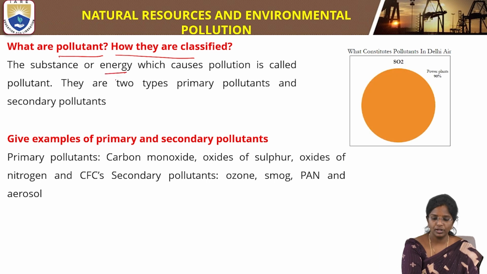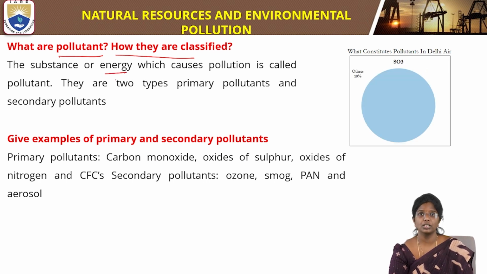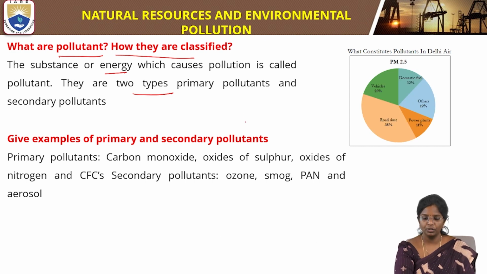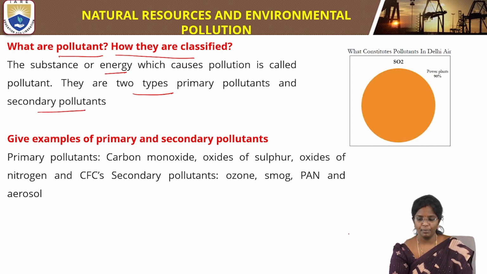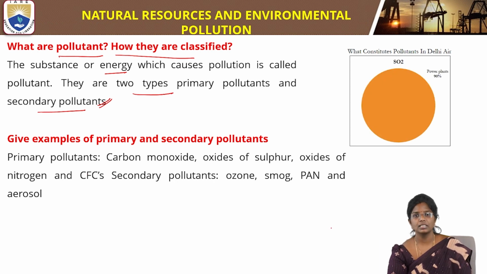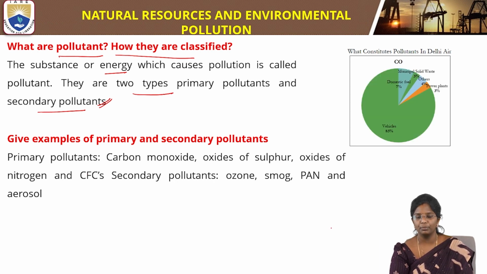Next, water pollutants, how are they classified? The substance or energy which causes pollution is called a pollutant, and two types of pollutants are present: primary pollutants and secondary pollutants. Primary pollutants are nothing but some primary gases or other types of pollutants that are coming out, and secondary pollutants are the second stage of those pollutants, like byproducts.